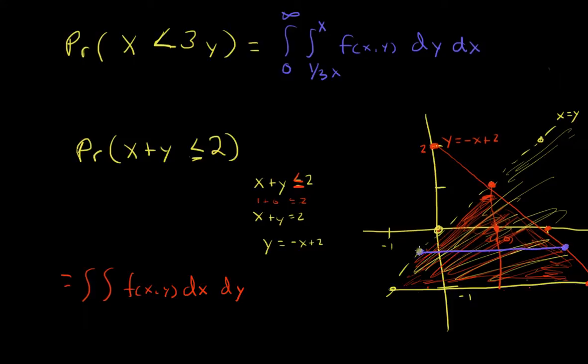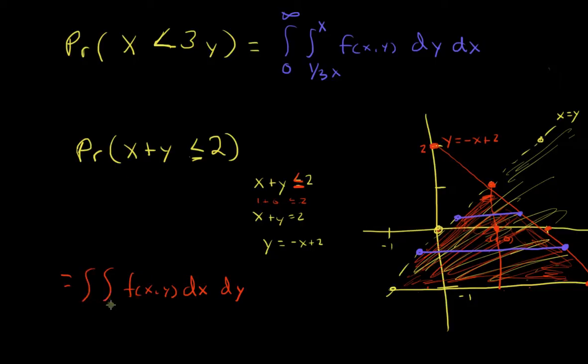x travels from the yellow line to the red line. Remember, your inside integration has to be the integration that involves the dependent relationship, because you don't want your outer integral to involve x or y, because you want your answer to be between 0 and 1. You don't want it to involve random variables.